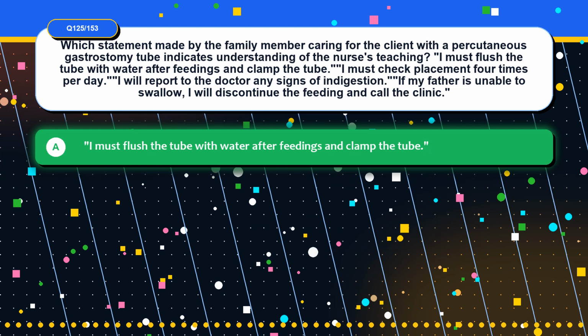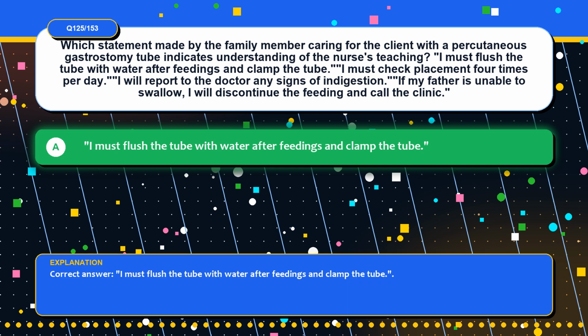The correct answer is option A. I must flush the tube with water after feedings and clamp the tube.